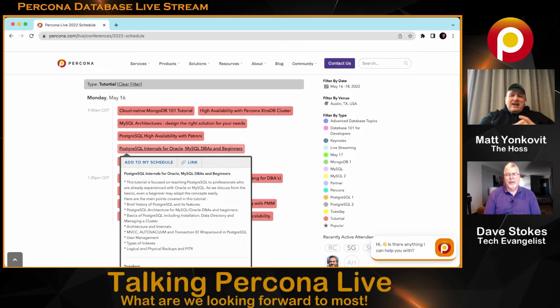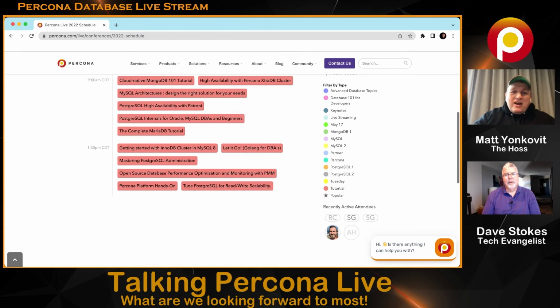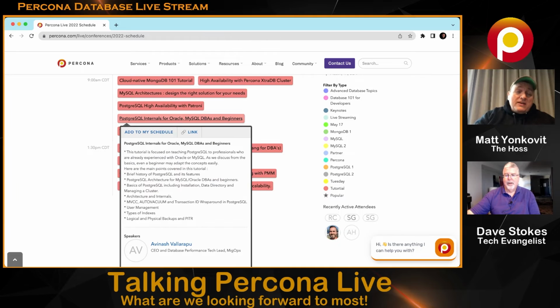And I think that leads us to the next topic, which is all about the internals for Postgres for the Oracle and the MySQL DBAs and beginners. So what do we know about those internals of Postgres? So if you want to get a deep dive into that, and learn why things are happening the way they are in Postgres and compare them, Avi's going to be talking, and Avi's the CEO over at MigOps.